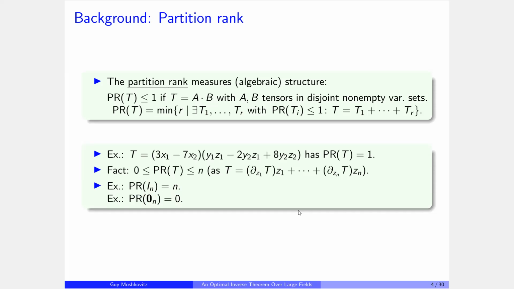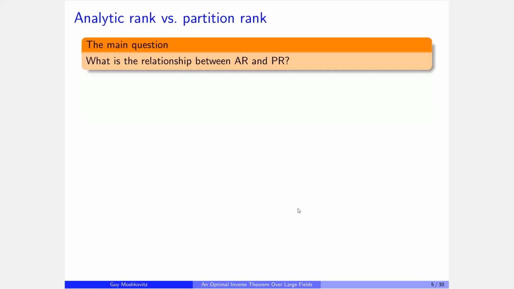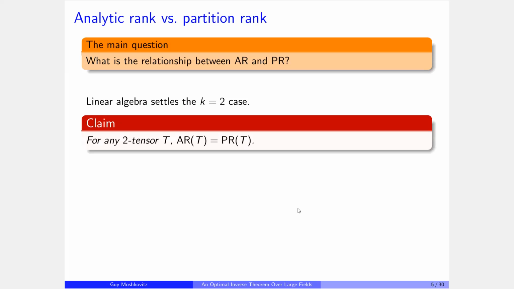So we have this analytic rank and partition rank. Both of them are numbers between 0 and n. What's the relationship between them? That's the main question. That's a basic question, right? You can think of it as an extension of basic questions in linear algebra, but it's also very much related to fundamental concepts in additive combinatorics, for example, and it has other applications. So if you're talking about k equals 2, so we're talking about 2-tensors, aka matrices, aka linear maps, then these two quantities are the same.